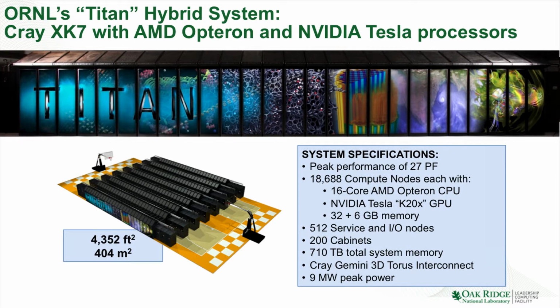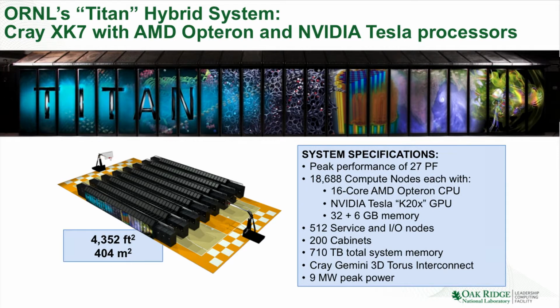This is effectively what the size of Titan looks like. It's about 4,300 square feet. When you add the disk in addition to the compute nodes, it's effectively the size of a basketball court. If you've never had the opportunity to tour one of these machine rooms, I highly encourage you to. It gives you a different perspective on the computing power that we have.